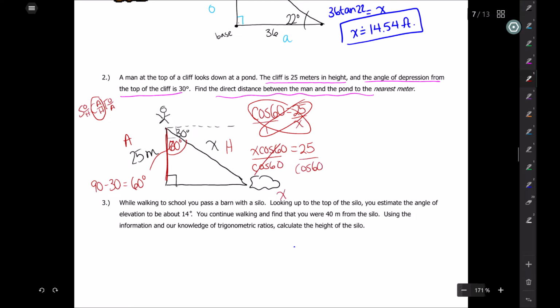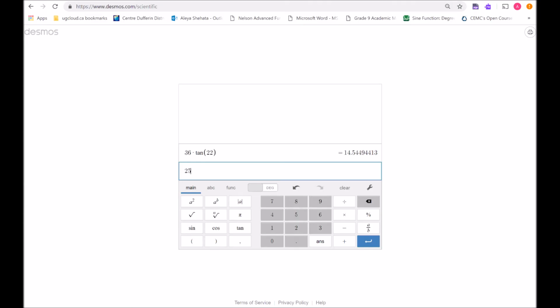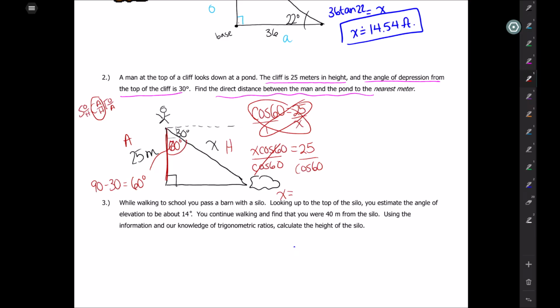Okay, so x is equal to, I'm going to type this into my calculator, 25 divided by the cosine of 60, and press enter, and I end up getting 50. So I know that the answer to this question is going to be x is equal to 50 meters. Okay, but I want to show you guys another option that you have to solve a problem like this. Okay, so again, we had that this was 25.